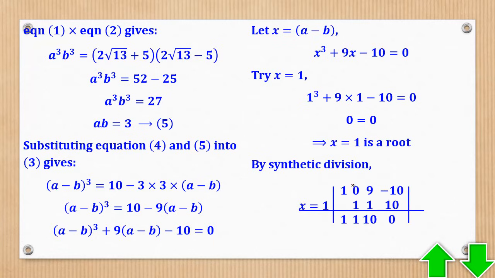And I think, like I told you in the previous video, we write the coefficients of the polynomial. Coefficients are 1, x squared is not there so we put 0, then 9, and negative 10. Then we bring this one down. Then multiply this by this to give you what is here. After that, we repeat the procedure. This plus this is 1. 1 times this gives you 1. Then this plus this gives you 10. 10 times this gives you 10. This plus this is 0. And we said what is here is called a remainder.